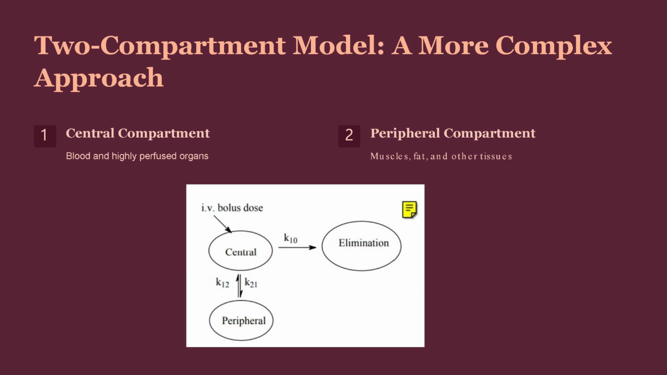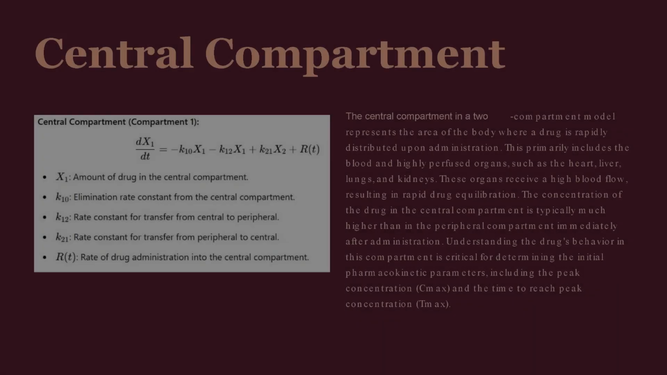2. Peripheral compartment. This consists of tissues and organs with slower drug distribution, such as muscles and fat. The image illustrates the peripheral compartment as a secondary area where the drug moves more gradually, with arrows showing the flow between compartments.